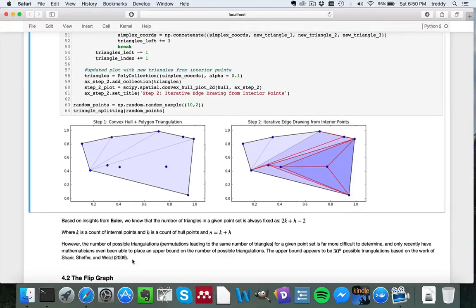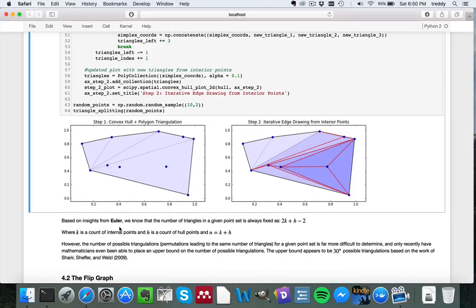It actually turns out that the number of possible triangulations for a point set is huge, and it's only within the last 10 years that mathematicians have been able to put an upper limit on the number of possible triangulations for a point set. So it's 30 to the power of n, which is absolutely enormous. In many cases, I suspect it's less than that, but this is the only thing we can confidently say for sure: 30 to the power of n, where n, the number of points in the input data set, is the upper boundary.